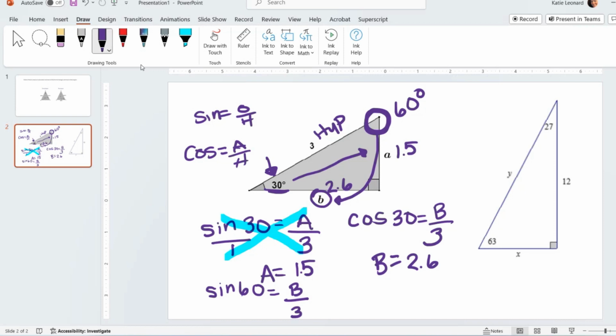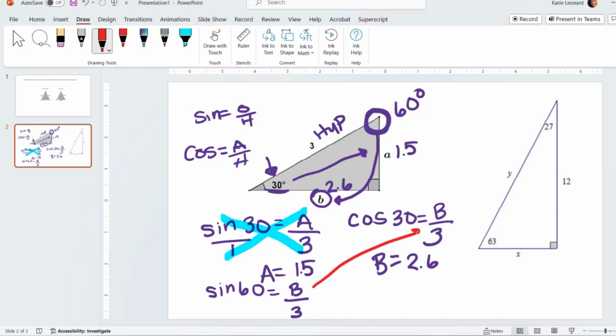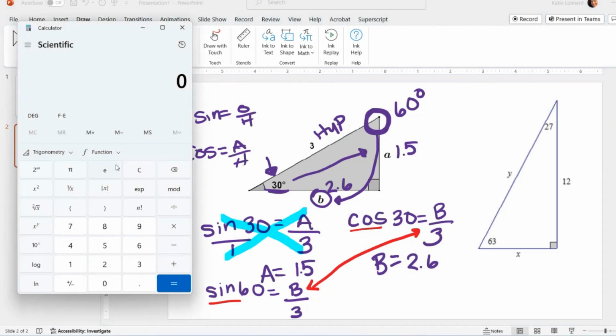And again, hopefully you notice these are the same things. The only thing that's changed is now that I'm doing a different function. So we should get an answer of approximately 2.6. This one we did have to round on. So 60, sine, and we're going to multiply it by 3. And you can see I got the same answer, 2.598, which again, we're going to round to just 2.6. So B is in fact still the same answer.